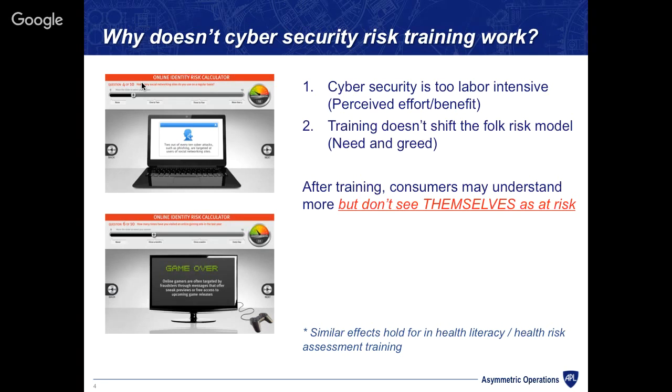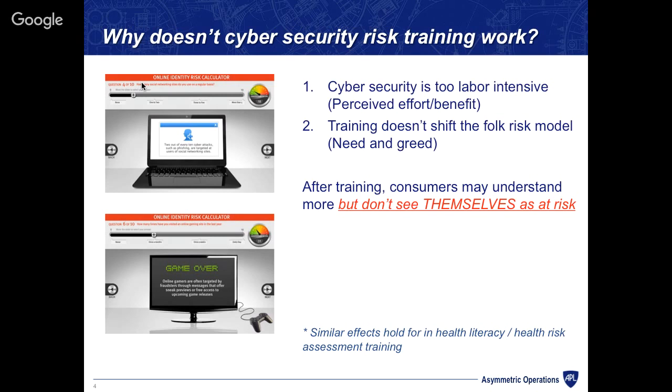And you think you know what it is that you should be looking for. You should be looking for the little lock sign. You should be looking for VeriSign. You should be looking to make sure that it's using PayPal or whatever. But you're in a hurry, and you've got stuff that you've got to do. You've got to get your Q32 space modulator, and you've got to get it now. After training, consumers may understand more about what some of the risks are, but they don't see themselves at risk because they're very suspicious about all the emails that they get.